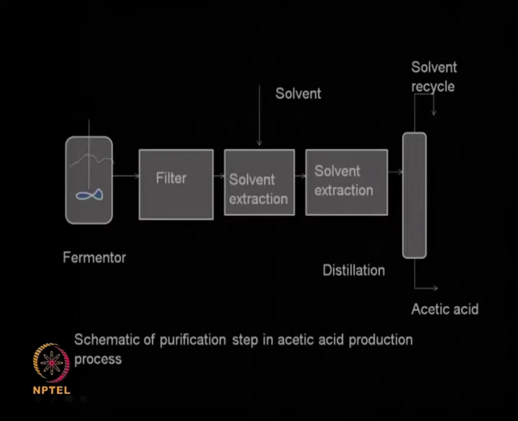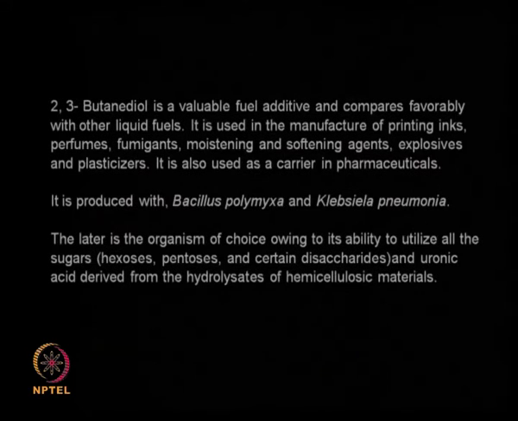Okay. So this is a typical flow sheet for the manufacture of acetic acid. The fermentation takes place here, and then you have the downstream. So you have a filter, solvent extraction, so many solvent extractions, and then the distillation, then the solvent is coming here which can be sent back into the solvent extraction unit. So the distillation will produce acetic acid. So this is a typical acetic acid manufacturing plant. This is how it looks like actually.